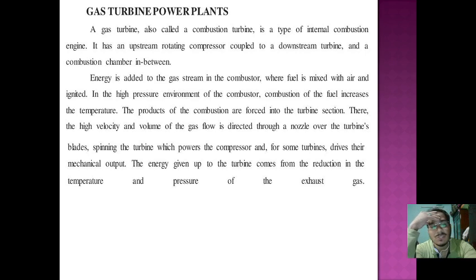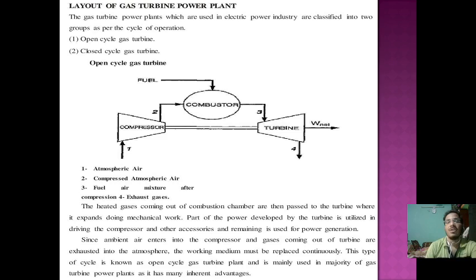Whatever energy is produced from the turbine then goes to the generator and produces electricity, as in the layout of gas turbine power plants. Here the different types of power plants are there. We operate on two cycles, the open cycle gas turbine and the closed cycle gas turbine. We already saw about this structure in the last lecture, unit 1, lecture 3, open cycle gas turbine.